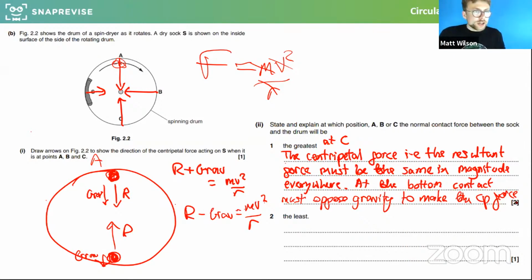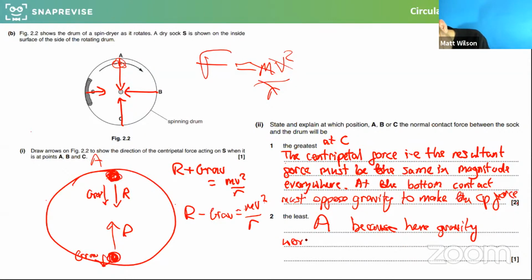Perfect. Okay, so equivalently for the last one, on the opposite side of things, at the top, at A, we have the smallest contact force, and that will be because in this case, R is helped by gravity to make the centripetal force. Here gravity works with the contact force rather than against it.